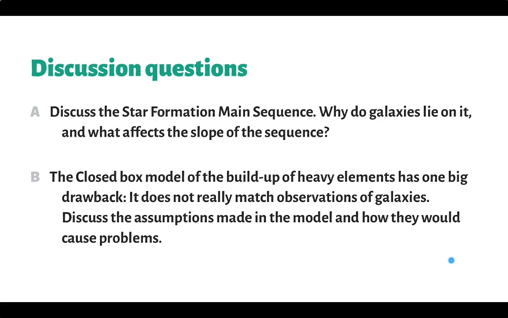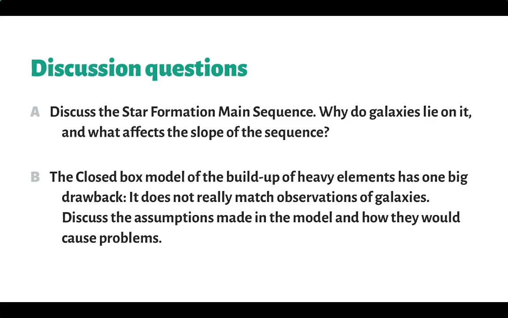That was it for today's lecture, lecture 6. Here are the day's discussion questions, which I would like you to think about until we meet. The first question is question A, and it says, discuss the star formation main sequence. Why do you think galaxies lie on it, and what affects the slope of the star-forming main sequence?